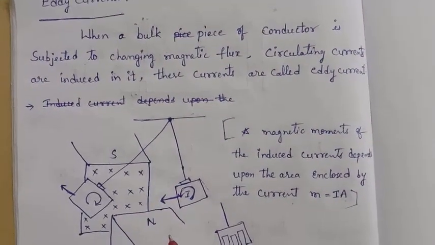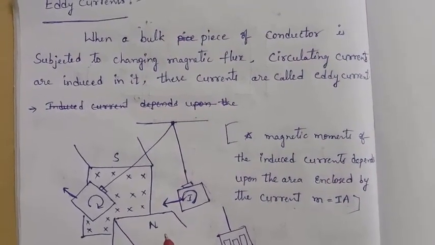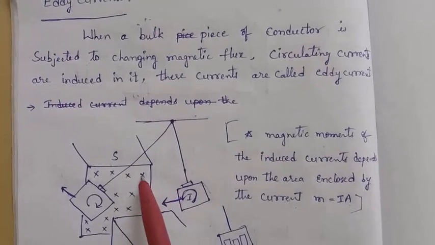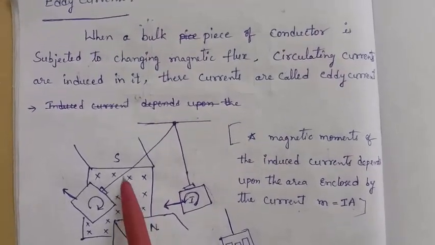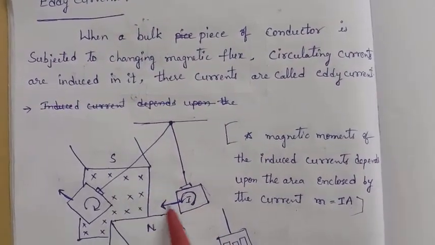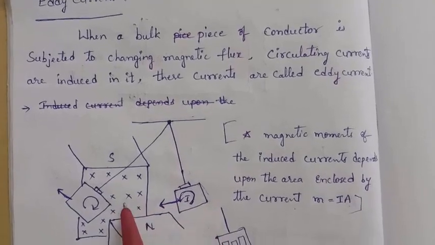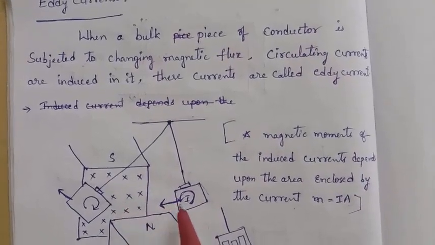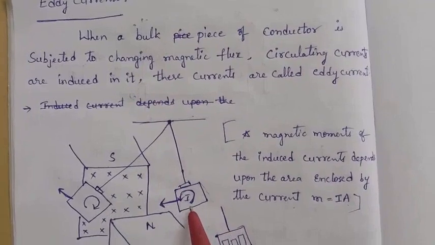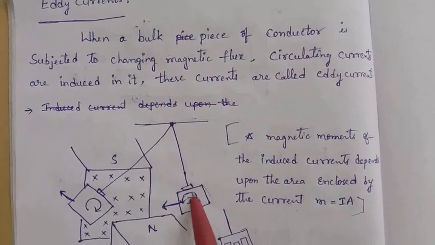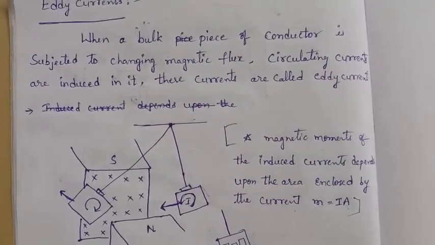From here, where do the magnetic lines of force start? North to south. Here, why? Because into means north to south. So when this is entering, at that time the direction of the induced EMF will be counterclockwise. At that time the magnetic flux increases.